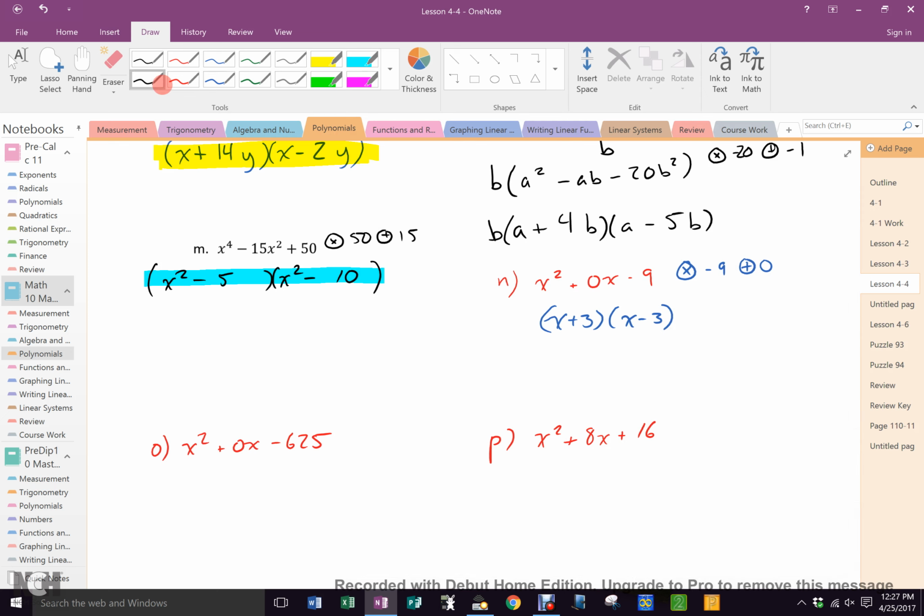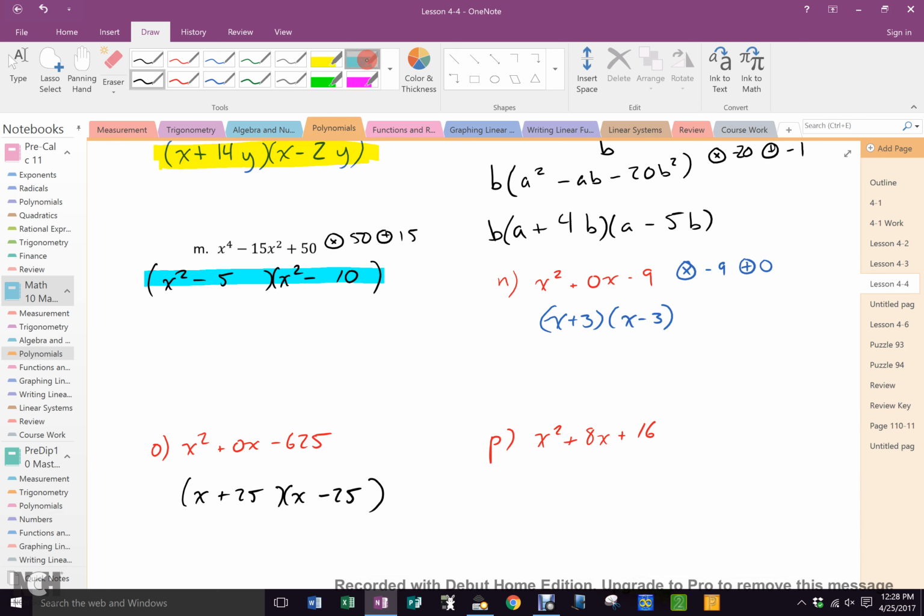What about O? It's got to be x and x. That's negative, so it's got to be plus and minus. You guys are smart kids. 9 was 3. What's 625 going to be? 25.